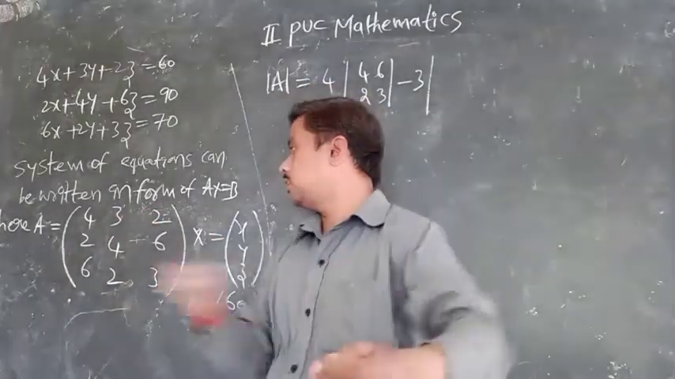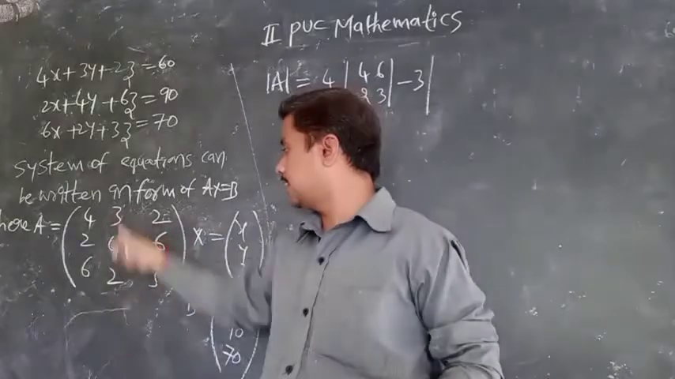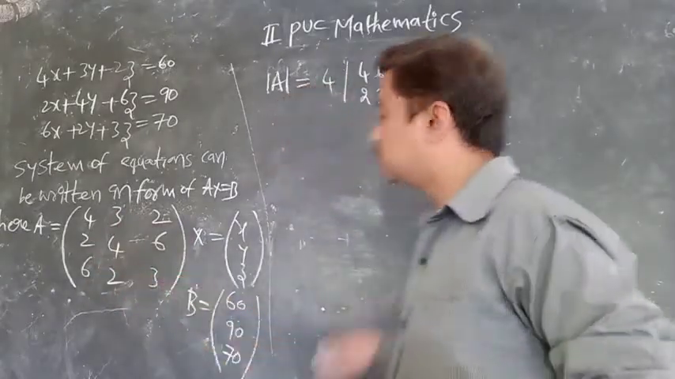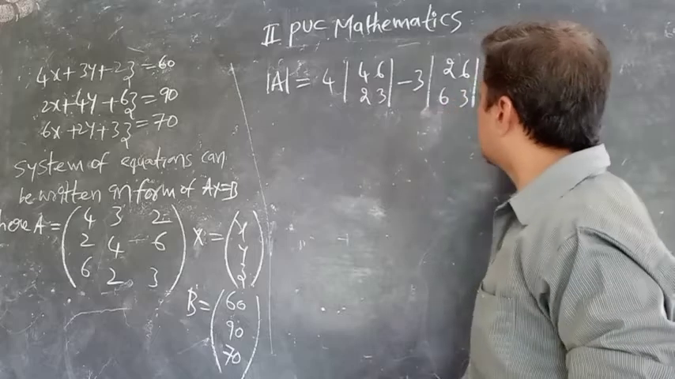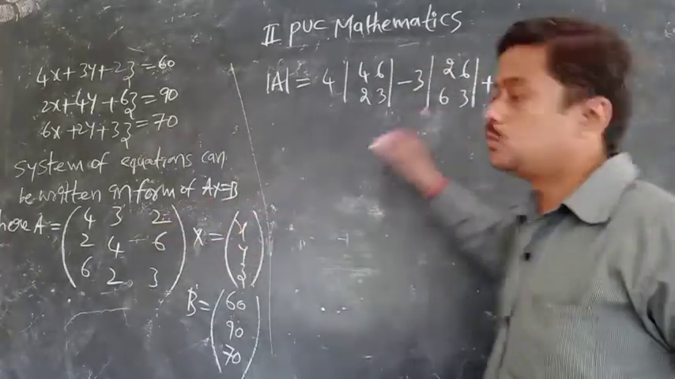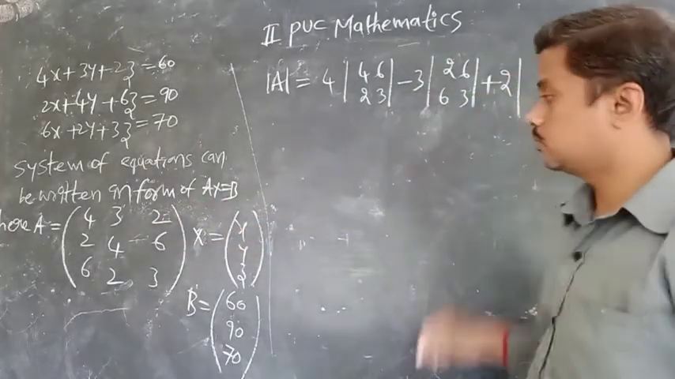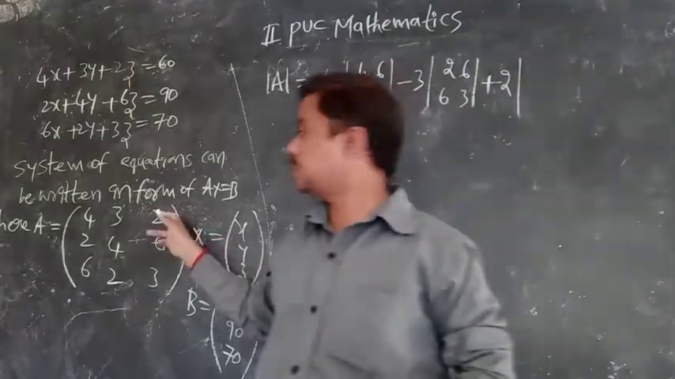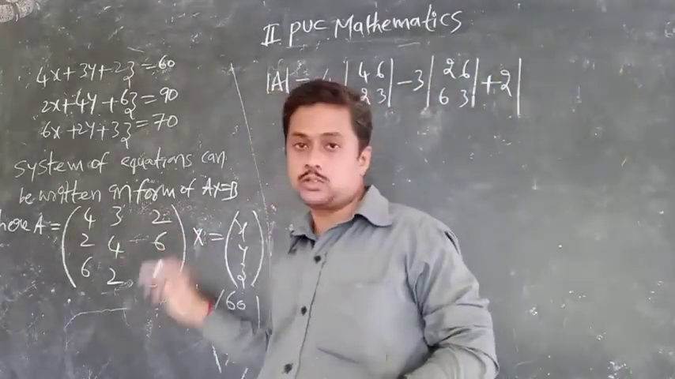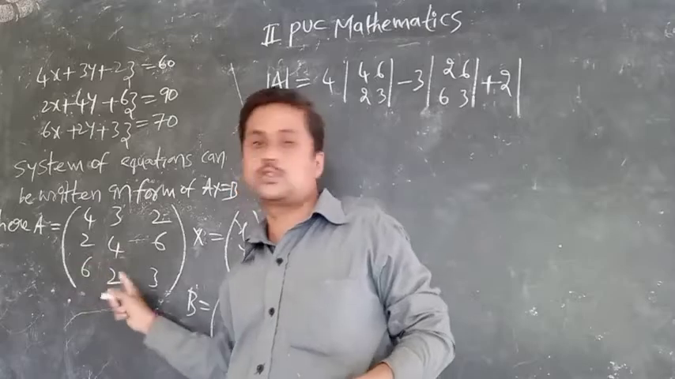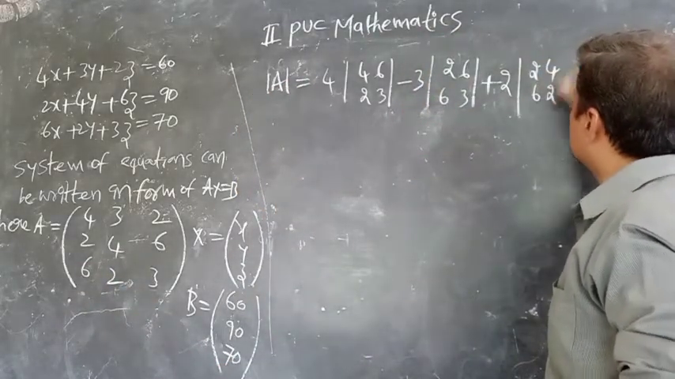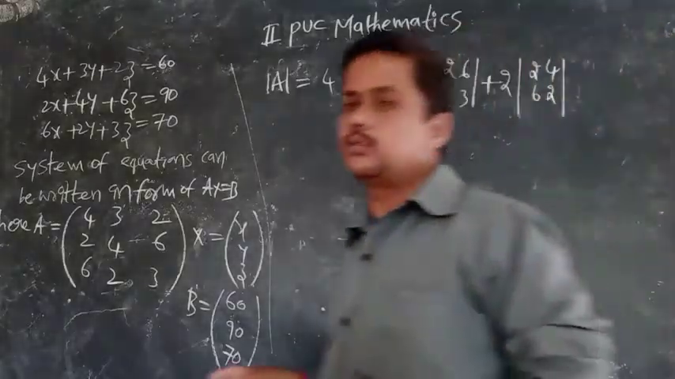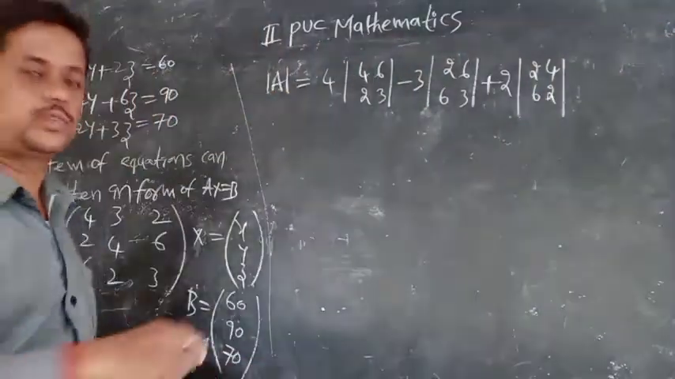So eliminate the first row and second column: 2, 6, 6, 3. Plus 2 into, where 2 lies in the first row, third column: 2, 4, 6, 2. Like that, first you have to write. Then I will simplify. How to simplify this?